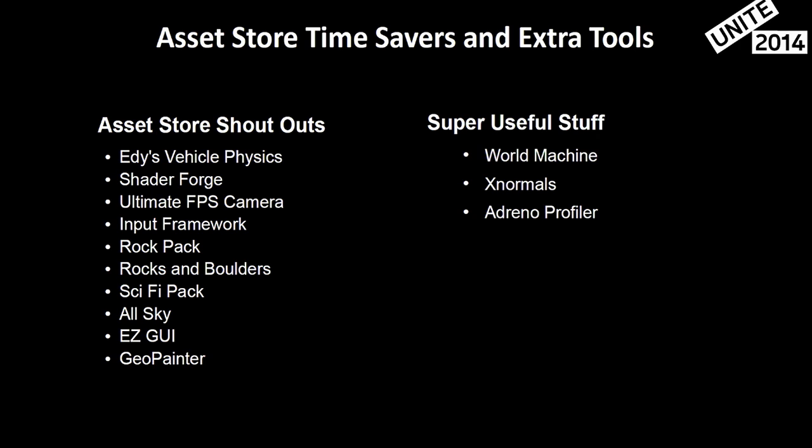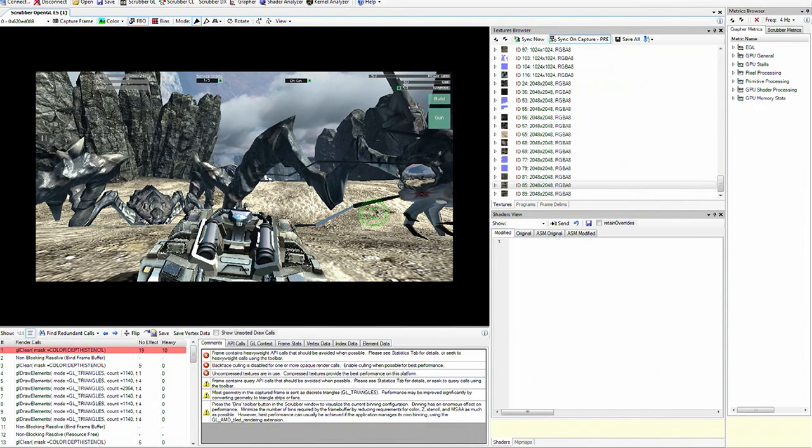Input framework is a really nice tool to detect taps and swipes. And then the list goes on. We've been using EasyGUI for a long time. And then the useful stuff over on the right, we have World Machine, XNormal, which I mentioned before, and then something I'm going to mention next, which is the Adreno Profiler.